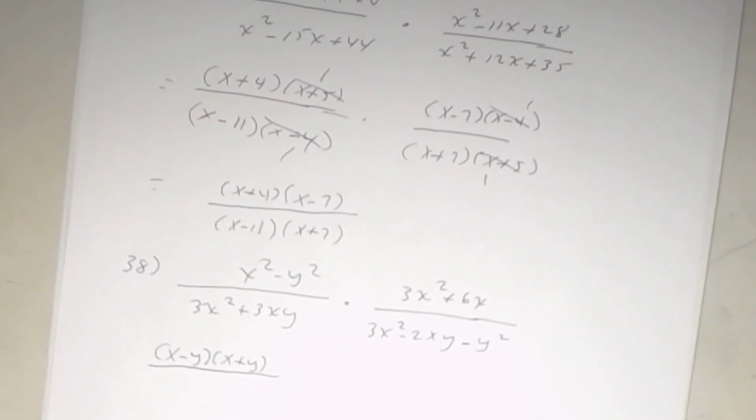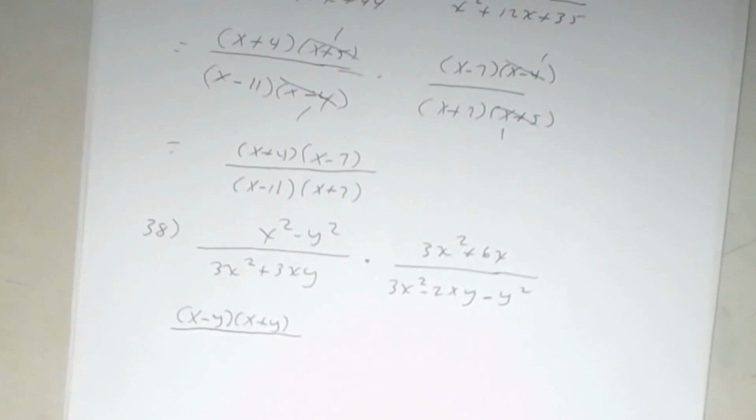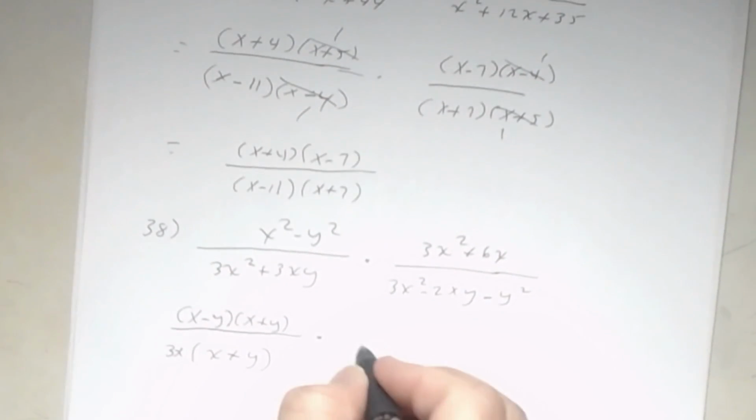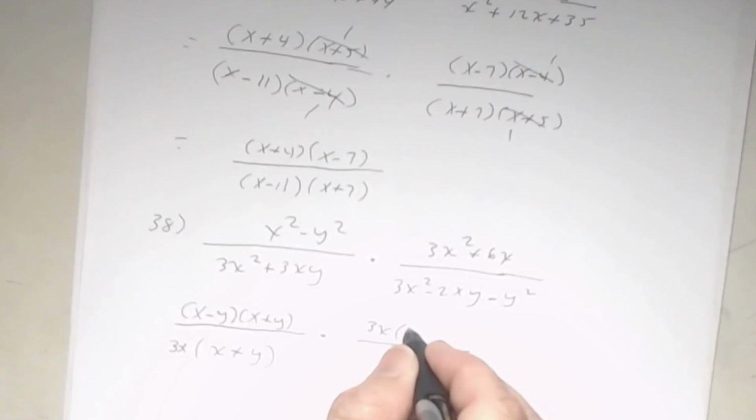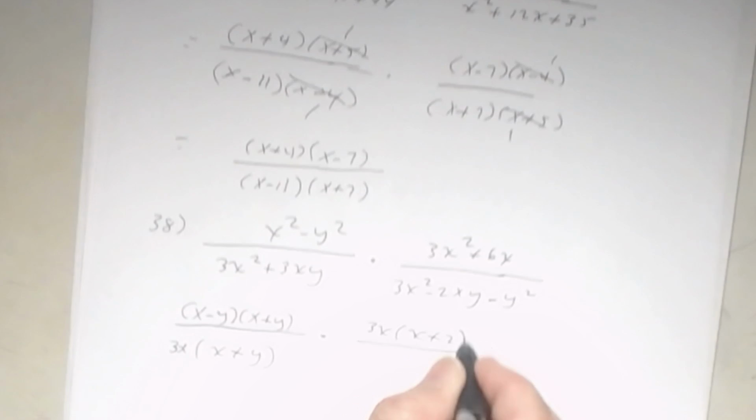The denominator, how do you factor that? You've got a GCF, factor out the GCF. What's the GCF? 3x. And what do you have? 3x times what? X plus y. X plus y. Times. The numerator of the second fraction, what do you do? GCF, which is 3x. You're left with x plus 2.